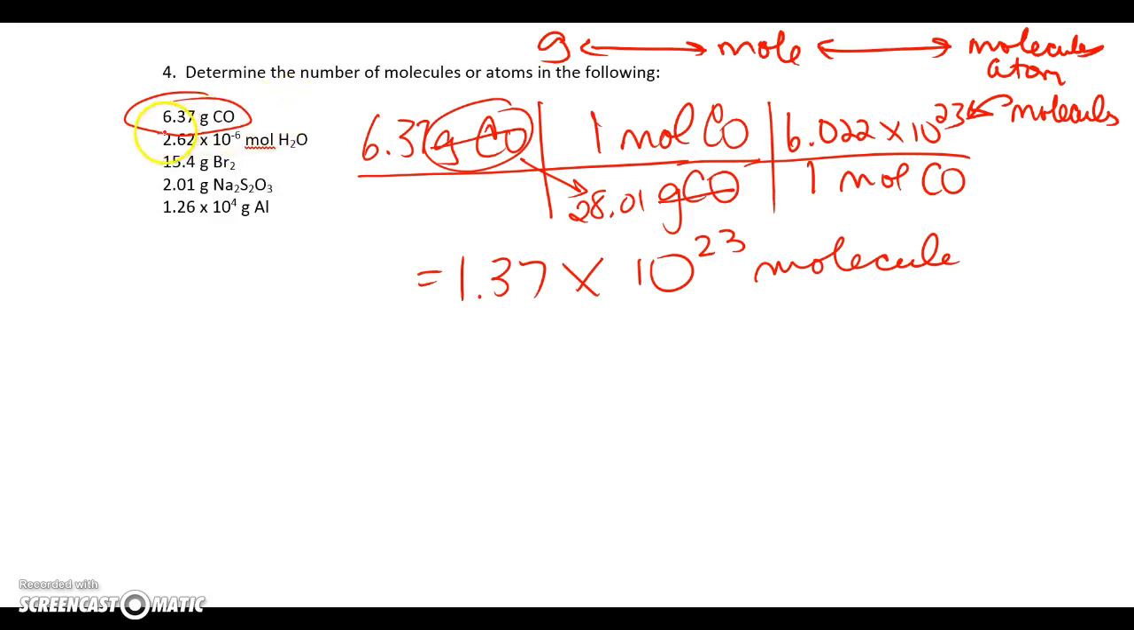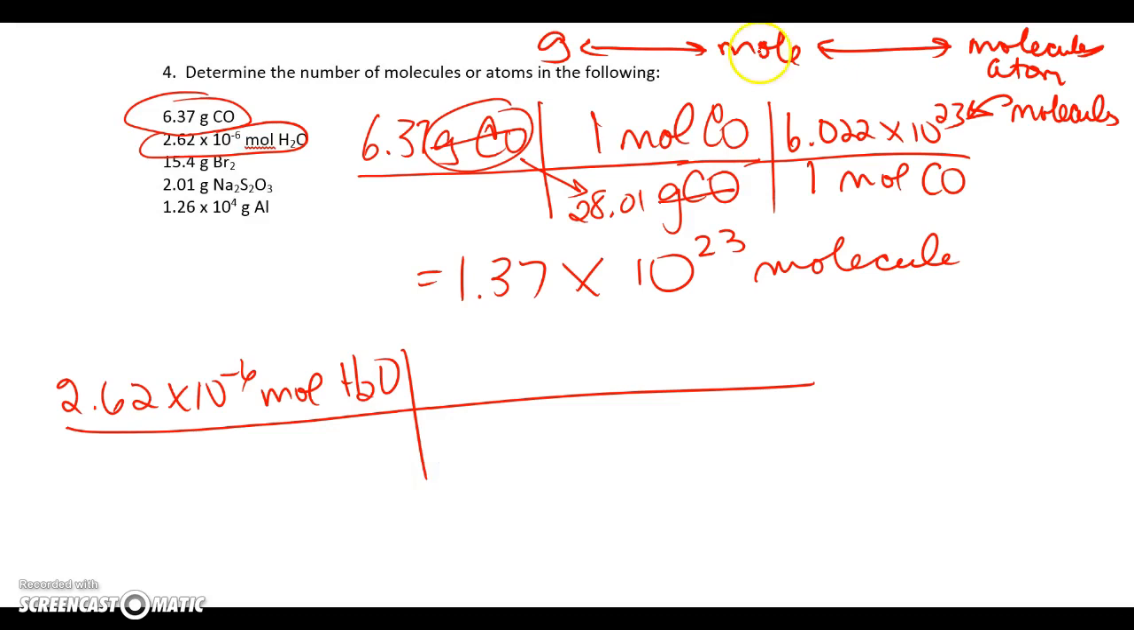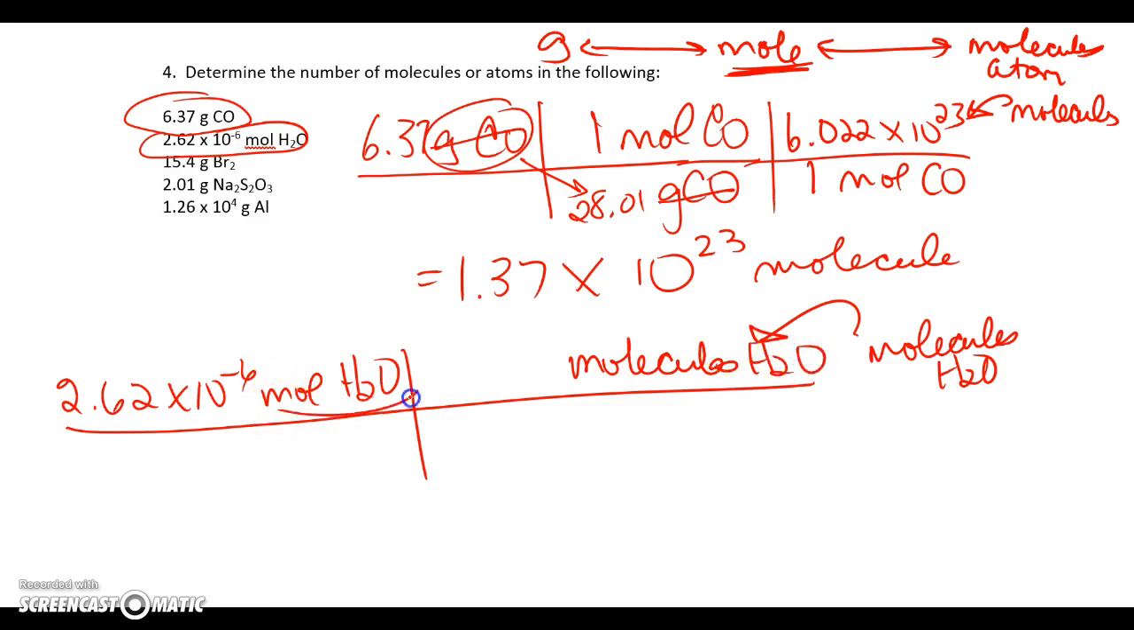All right, now let's do this second one here. What's my given? 2.62 times 10 to the negative 6 moles. Oh, here are moles of H2O. So we're going from moles. Great, we're at moles. We're moving to molecules. So the only thing we have to worry about is Avogadro's number. But since I want molecules of H2O as my answer, that unit had better be in the numerator right here. And this unit had better slide down here so that it will cancel.